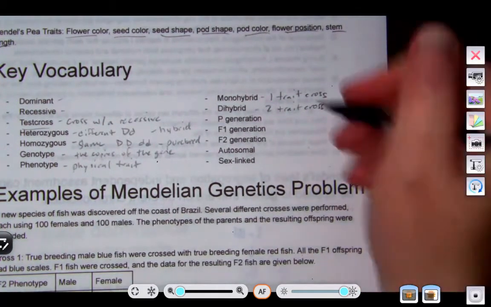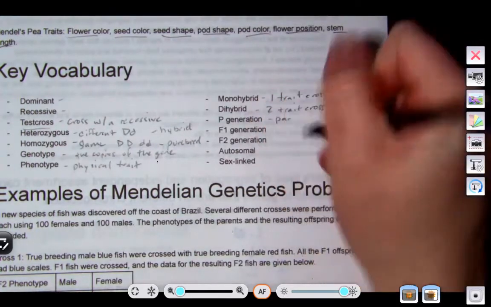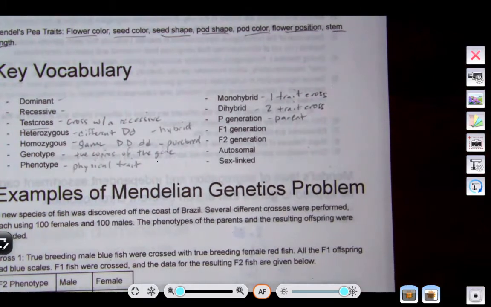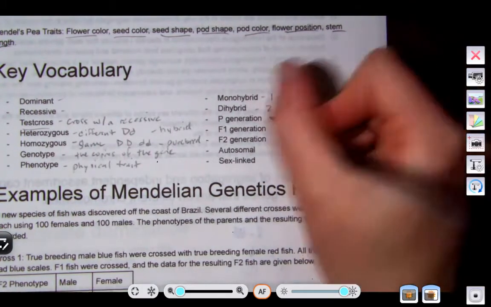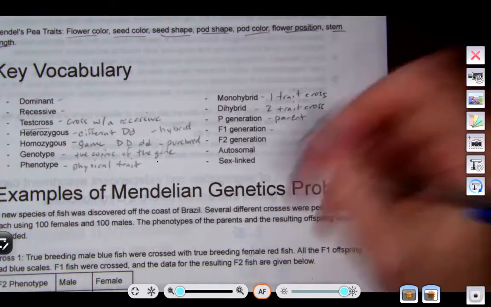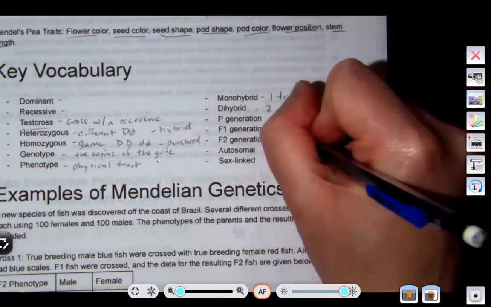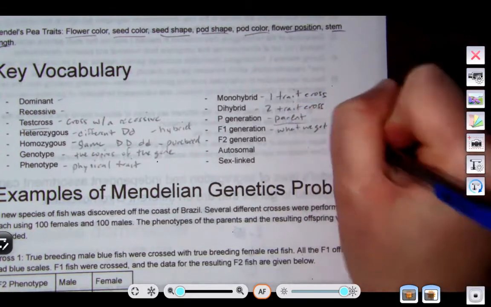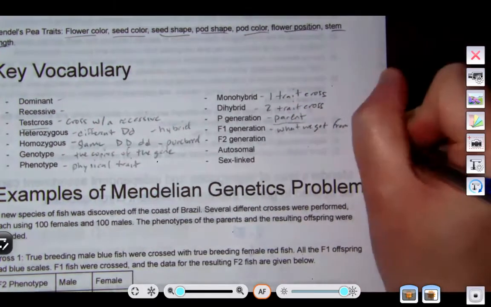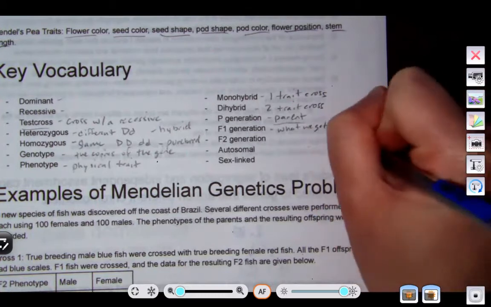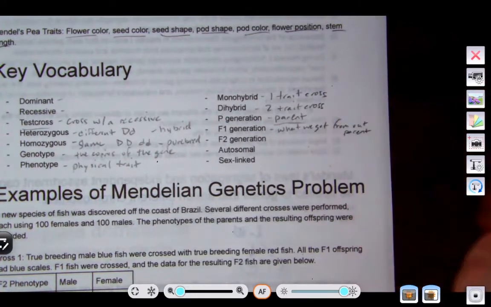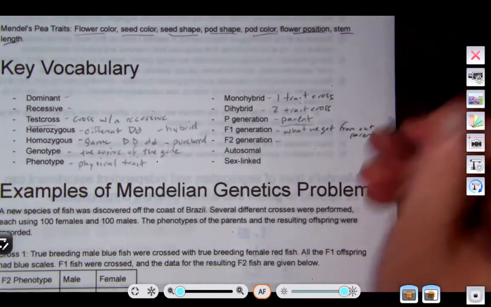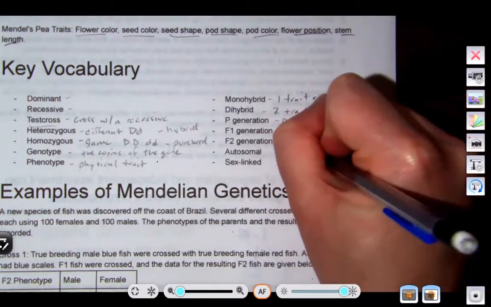A P generation is the parent generation. Okay, and so that's going to be our initial cross. Our F1 generation is what we get from our parent cross. And the F2 generation is a cross of the F1s.